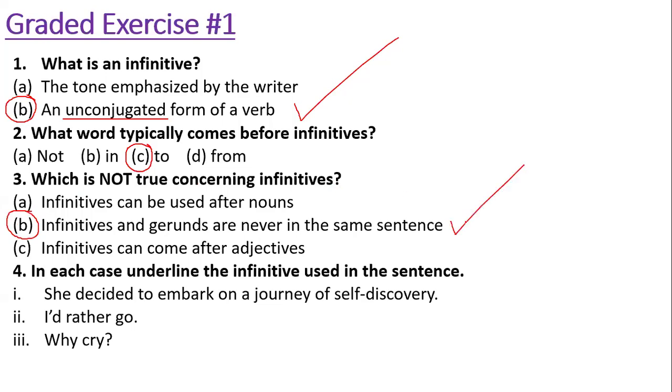And we proved that. How many persons got the first three right so far? I got all right so far. I didn't see number 4 yet. All right, number 4, here we come. In each case, underline the infinitives used.